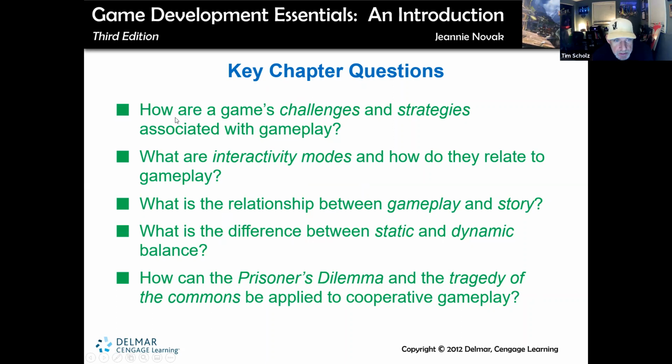The key questions in this chapter are: What are games' challenges and strategies associated with gameplay? What are interactivity modes and how do they relate to gameplay? What is the relationship between gameplay and story, which is a key factor? What are the differences between static and dynamic balance? And then we're going to talk about two concepts called the prisoner's dilemma and the tragedy of the commons, and how they apply to cooperative gameplay.